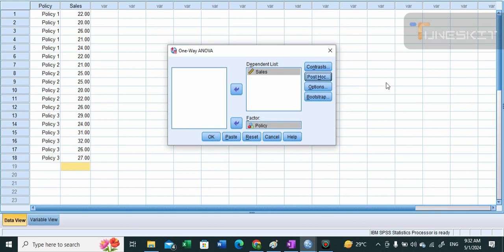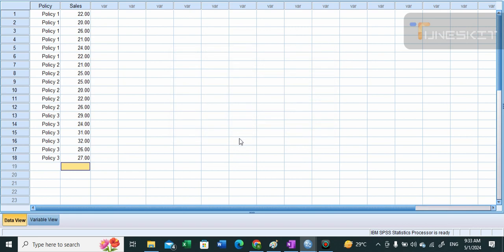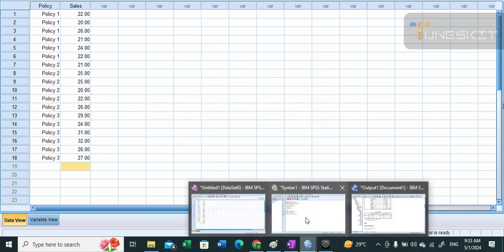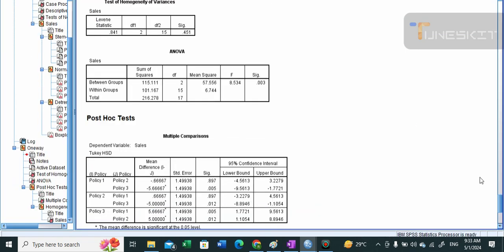because in case the null hypothesis of analysis of variance is rejected, we have to check which pairs of means are responsible for the rejection of the null hypothesis. And in options, we mark a check across the homogeneity of variance test. That's the third assumption of analysis of variance. Now paste, and we go for the output.